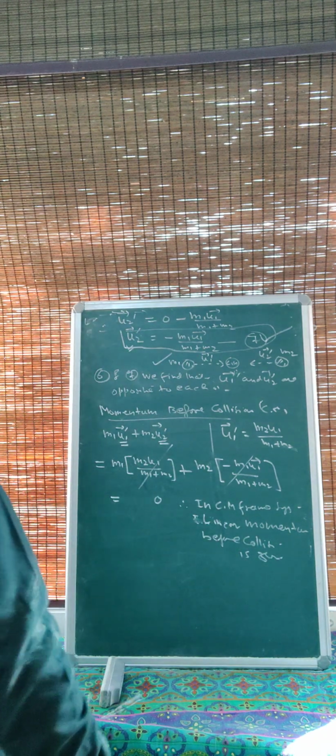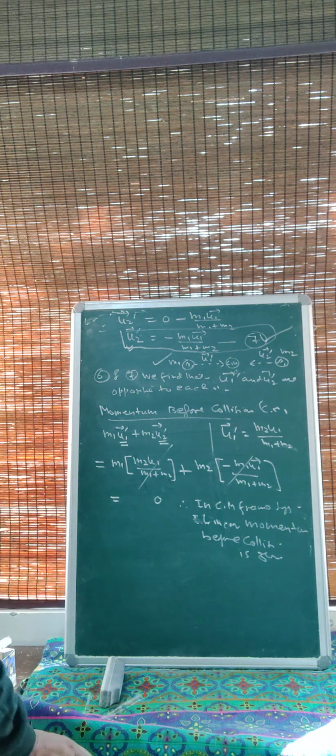So therefore, in the center of mass frame system, the linear momentum before collision is 0. Before collision it is 0 in the center of mass system. Now you have calculated this. Now what do we have to do further?